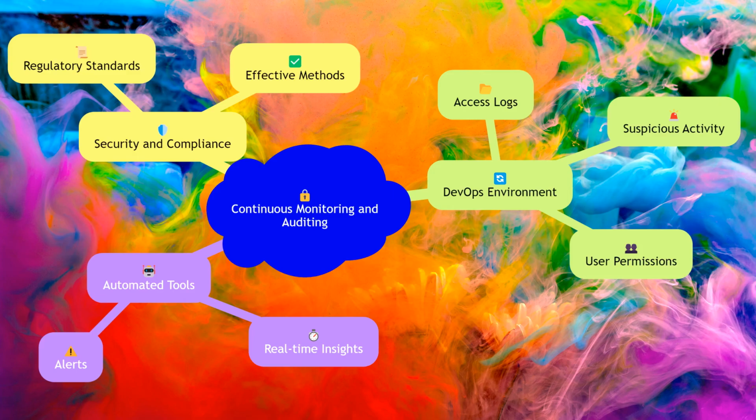Continuous monitoring and auditing are essential components of a robust security and compliance plan. In a DevOps environment, this involves regularly reviewing access logs, monitoring for suspicious activity, and auditing user permissions. Automated tools can help streamline these processes, providing real-time insights and alerts to potential security issues. Continuous monitoring and auditing help ensure that your authentication and authorization methods remain effective and compliant with regulatory standards.